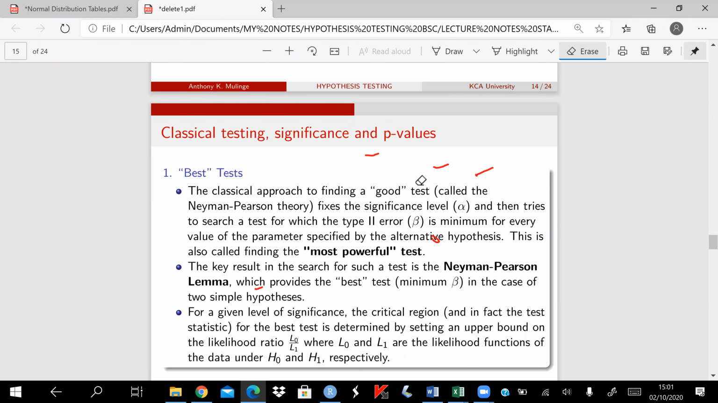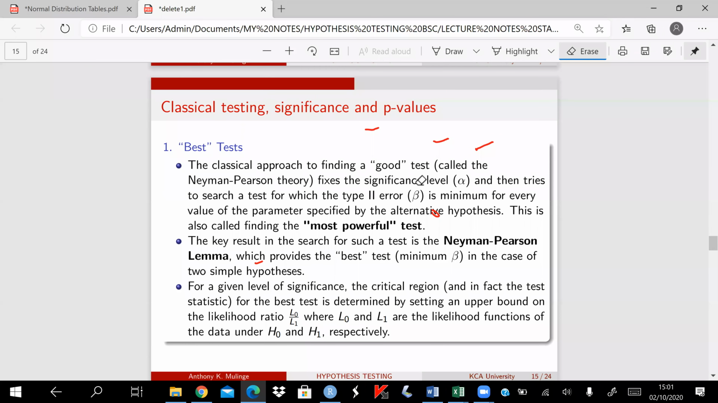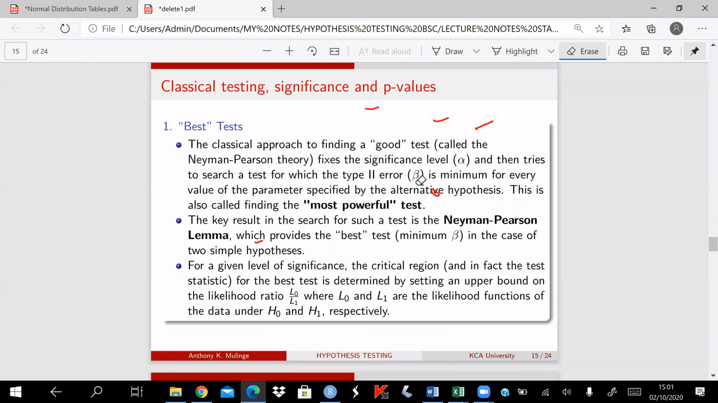And we're saying that the key result in that search is what we call the Neyman-Pearson lemma, which provides the best test in the case of two simple hypotheses. Two simple hypotheses, for instance, when you have H0 that mu is equal to mu naught, and H1 that mu is equal to mu1. In simple hypotheses like that, you are able to do that.